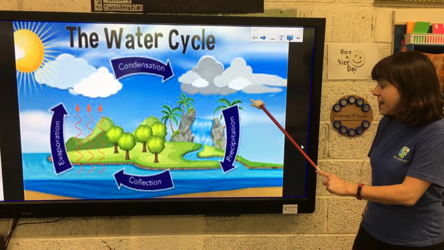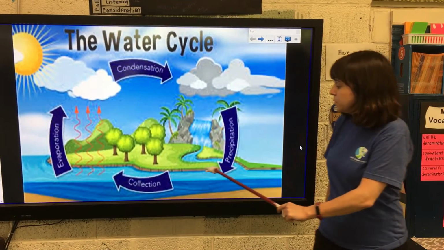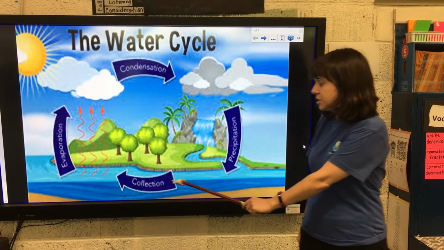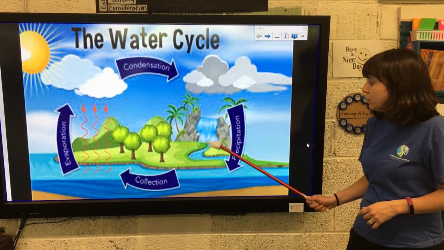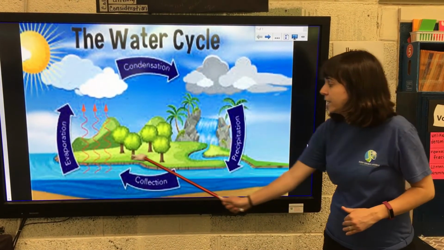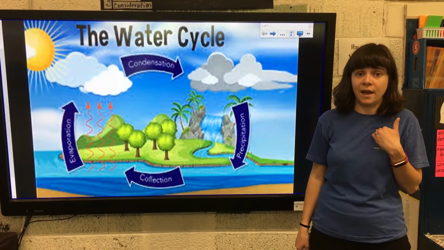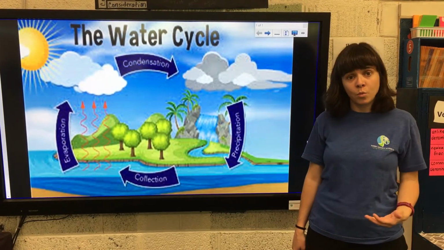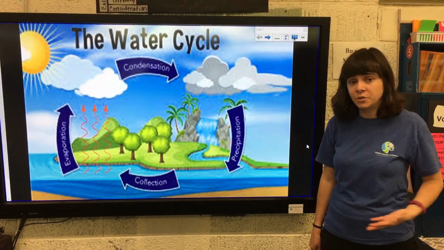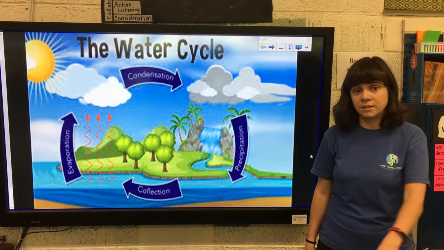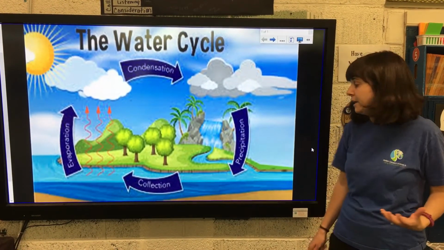Once the water has fallen down, 2 things can happen. And right here it just says collection. But you know that the water can collect underground. We would call that groundwater, so we're going to use that when we have a well and we're pumping water. Plants are also going to use that groundwater to soak up through their roots so that they can live.